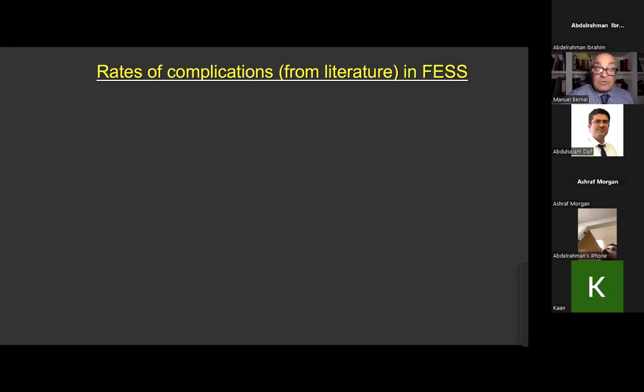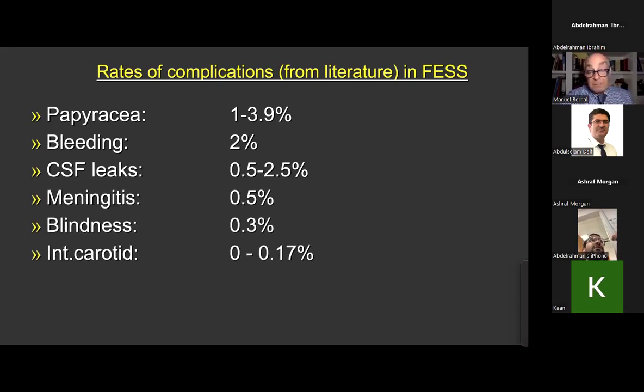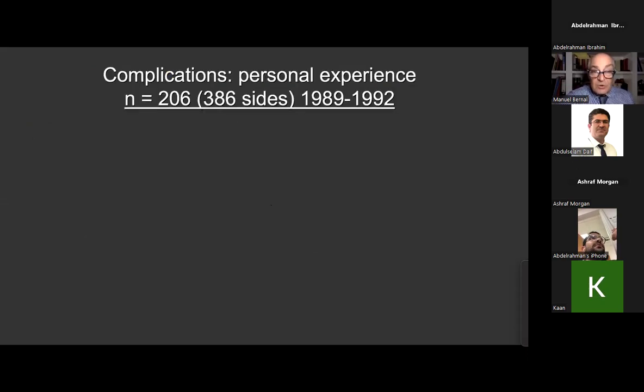Now, when it comes to revision surgery and to complications regarding the surgery, you have to be aware that you may have complications, of course, and that you have a certain percentage of complications that can happen in a primary FESS surgery. And I'm listing them here and the percentage that I found in the literature. So we studied our own cases many years ago when I was still in Germany.